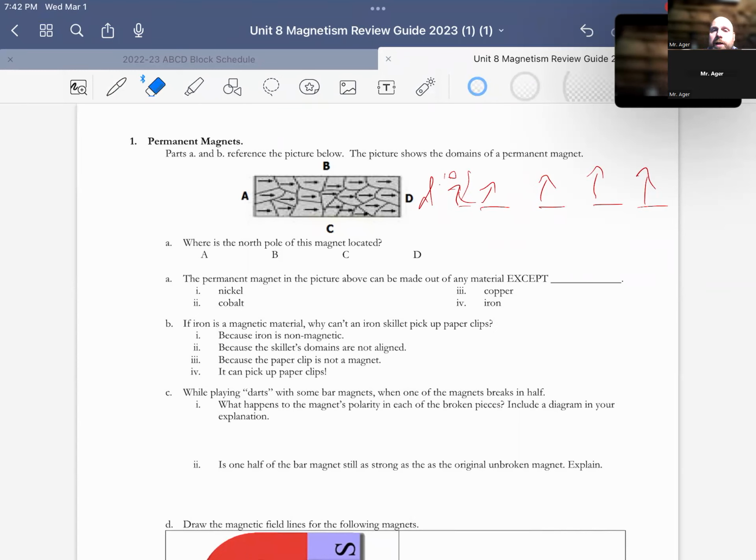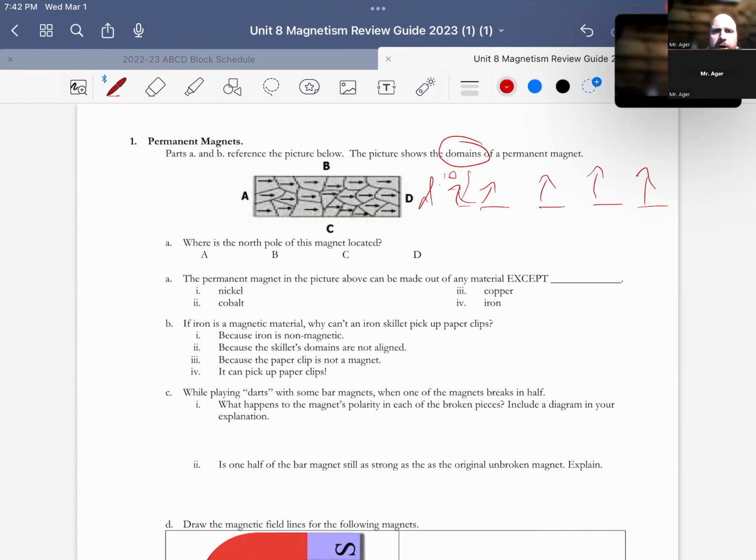Then you have that thing called domains. If those unbalanced atoms are all in the same direction in a domain, and then to make it an actual magnet instead of just a magnetic material like a nail, you need to align those domains. So 3 things: unbalanced spin, domains, and aligned domains. So let's go through the questions. Permanent magnet. Here we go.